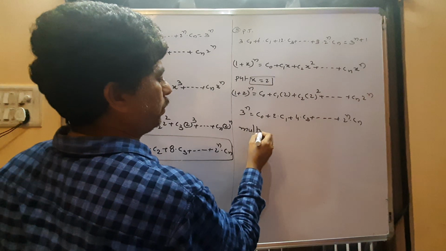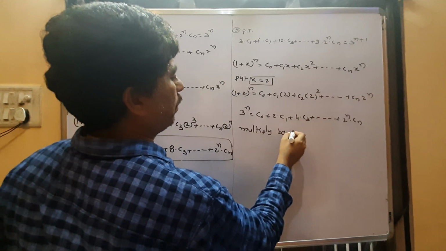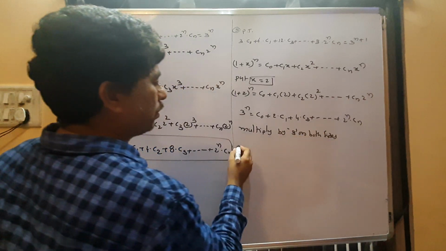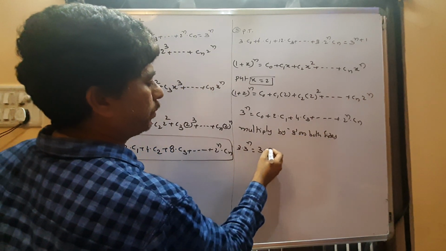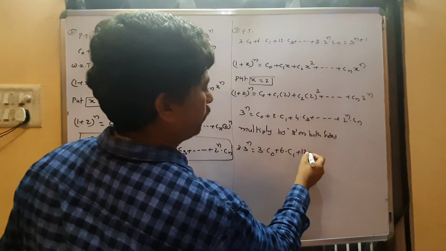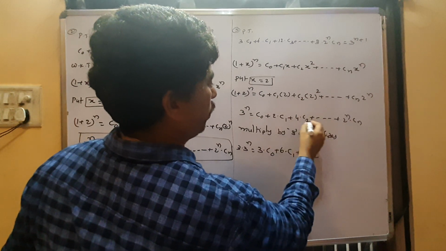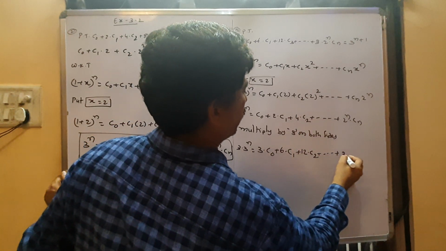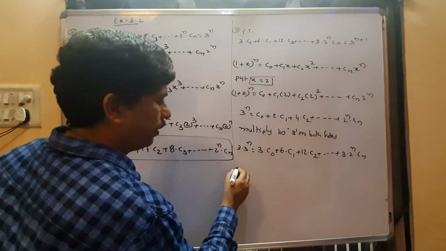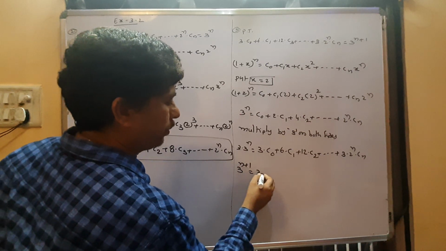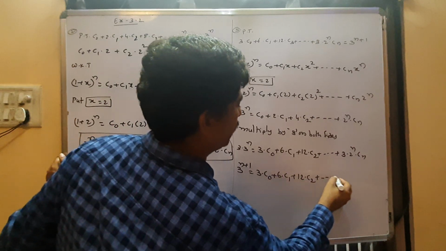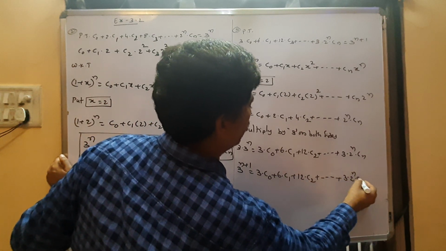Multiply by 3 on both sides. So 3 into 3 power n equal to 3C0, 3 twos are 6C1, 3 fours are 12C2, plus and so on, 3 times 2 power n into Cn. a^m into a^n is a^(m+n). So 3^(n+1) equal to 3C0 + 6C1 + 12C2 plus and so on, 3 into 2 power n into Cn.